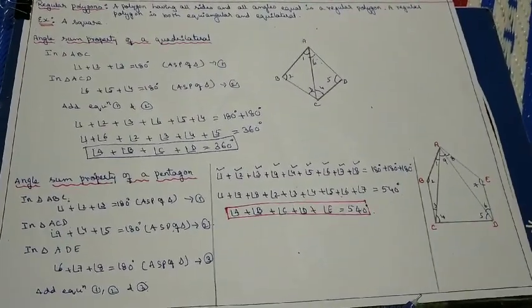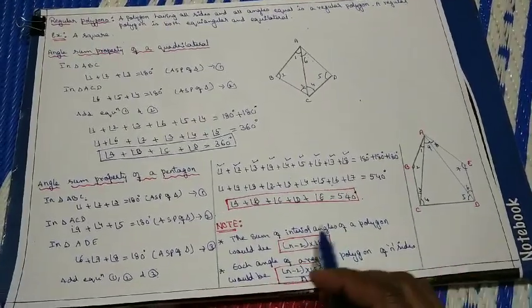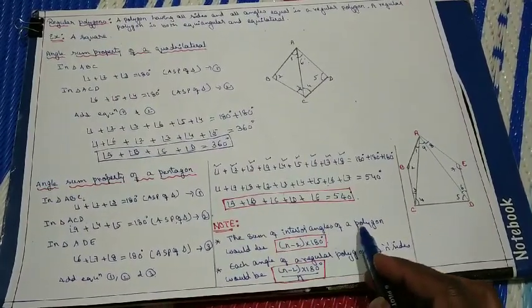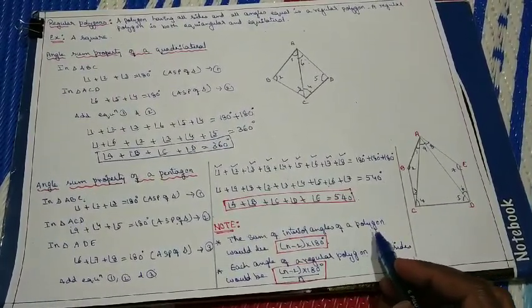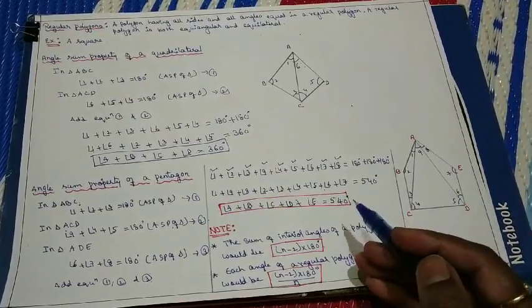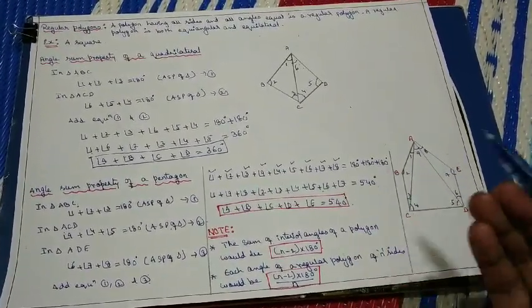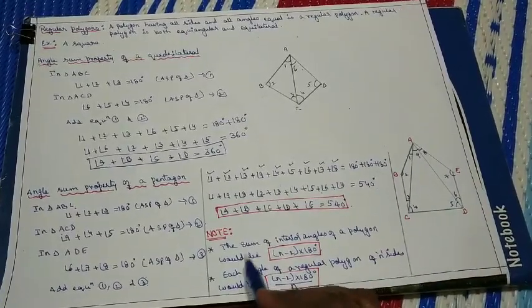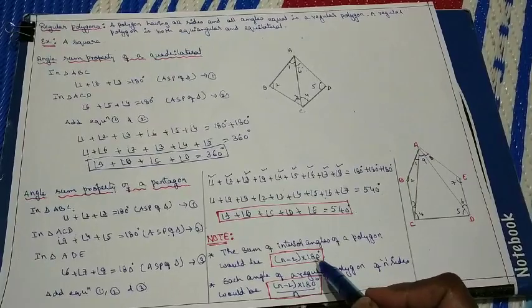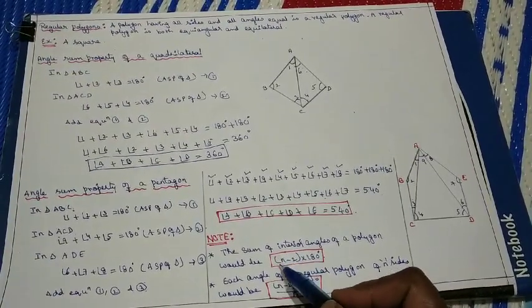Let me write that sentence. So here two notes are given. One note is the sum of interior angles of a polygon. He spoke here only of a polygon, which means it can be a regular polygon or it cannot be a regular polygon also. Then the sum of interior angles of a polygon is (n minus 2) into 180 degrees. Here n stands for the number of sides.